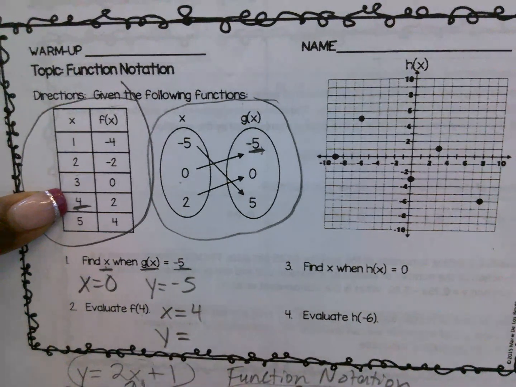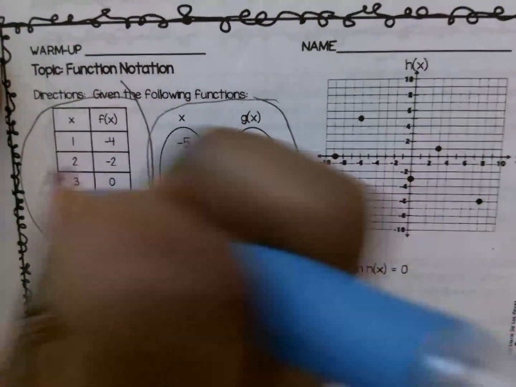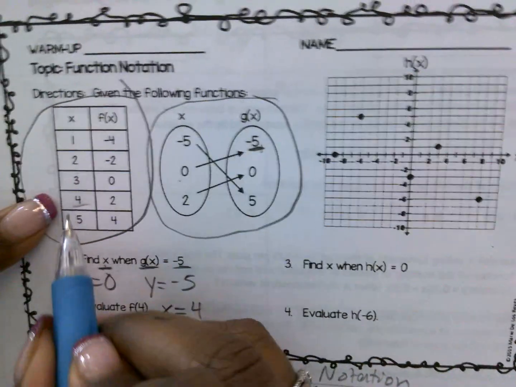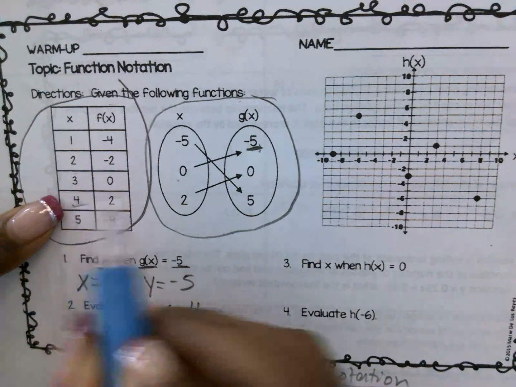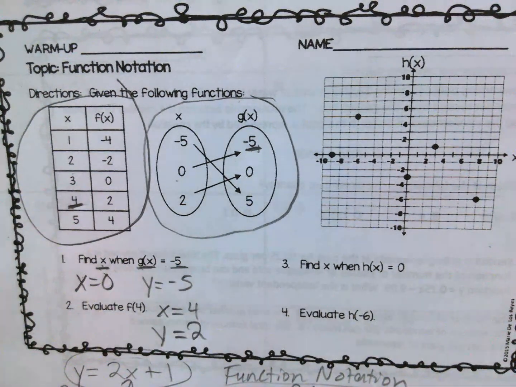2. So X, well, I'm sorry. I did it backwards, didn't I? Sorry. Oh no, yeah. I said it backwards, but I did it right. X is equal to 4. My Y value is 2.